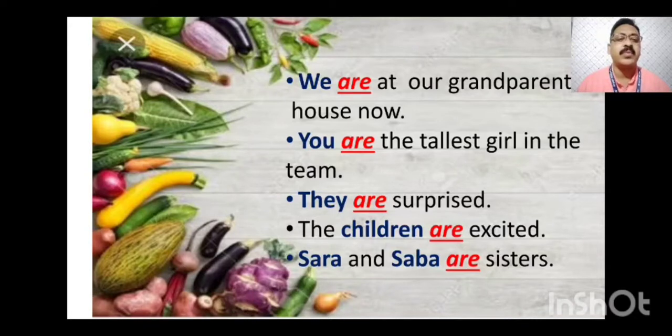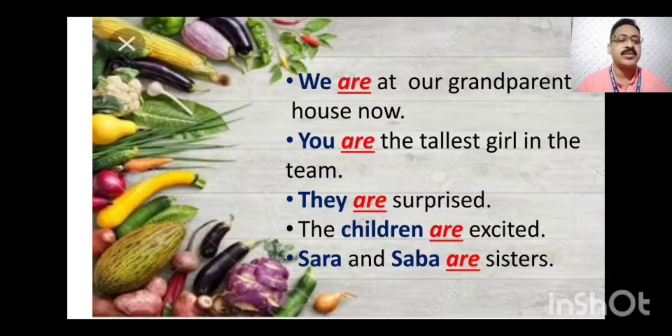So when the pronoun is plural, there we have to use are. So are is used when the pronoun is plural. As I told you before, is is used when the pronoun is singular. Here when the pronoun is plural, we have to use are as the helping verb. In the last two sentences, children, Sarah and Saba. Children is plural. Sarah and Saba are two girls.